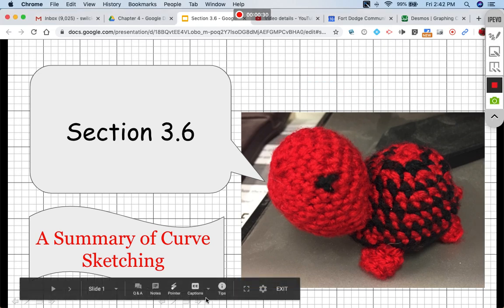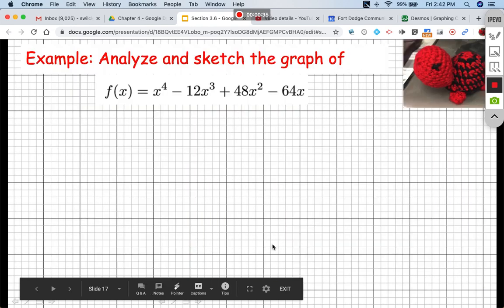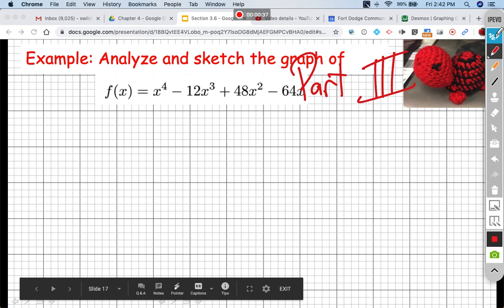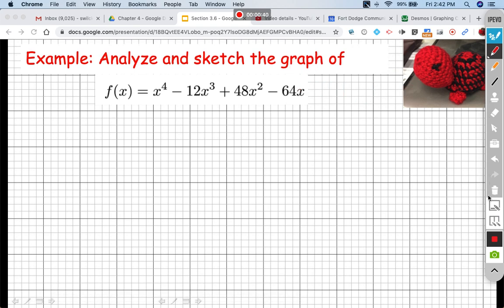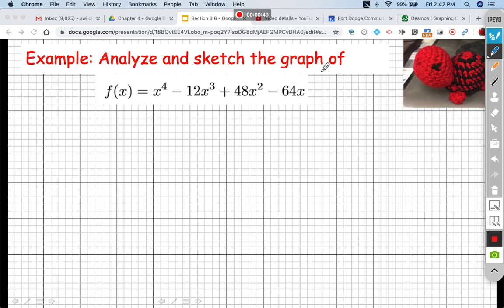So let us jump into this one. This one looks like a nice polynomial, which, at least, will be easy to find my derivatives. When I look at domain and range, I know it's a polynomial, so my domain is going to be all the real numbers. I know it's fourth degree, so my end behavior is going to look like this, so I don't even have to bother with my limits at infinity. I know both ends are going to go up towards positive infinity.